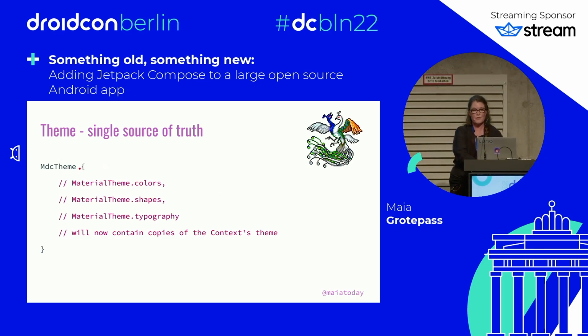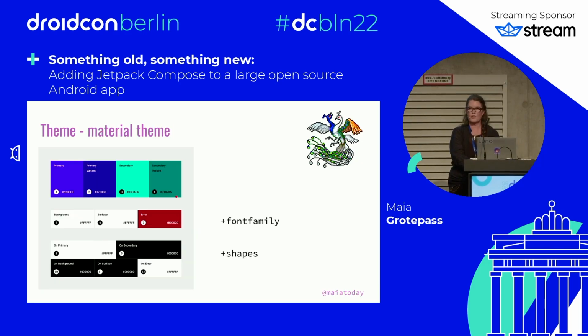And what this gives you is that if you use this converter, it will look at the theme that's in the context, and it will give you the colors, the shapes, and the typography of the particular Material theme. Sounds good. Okay, what do you get? Well, the Material theme gives you these colors, not very many. It gives you a font family, and it gives you shapes. But it's something you can work with.